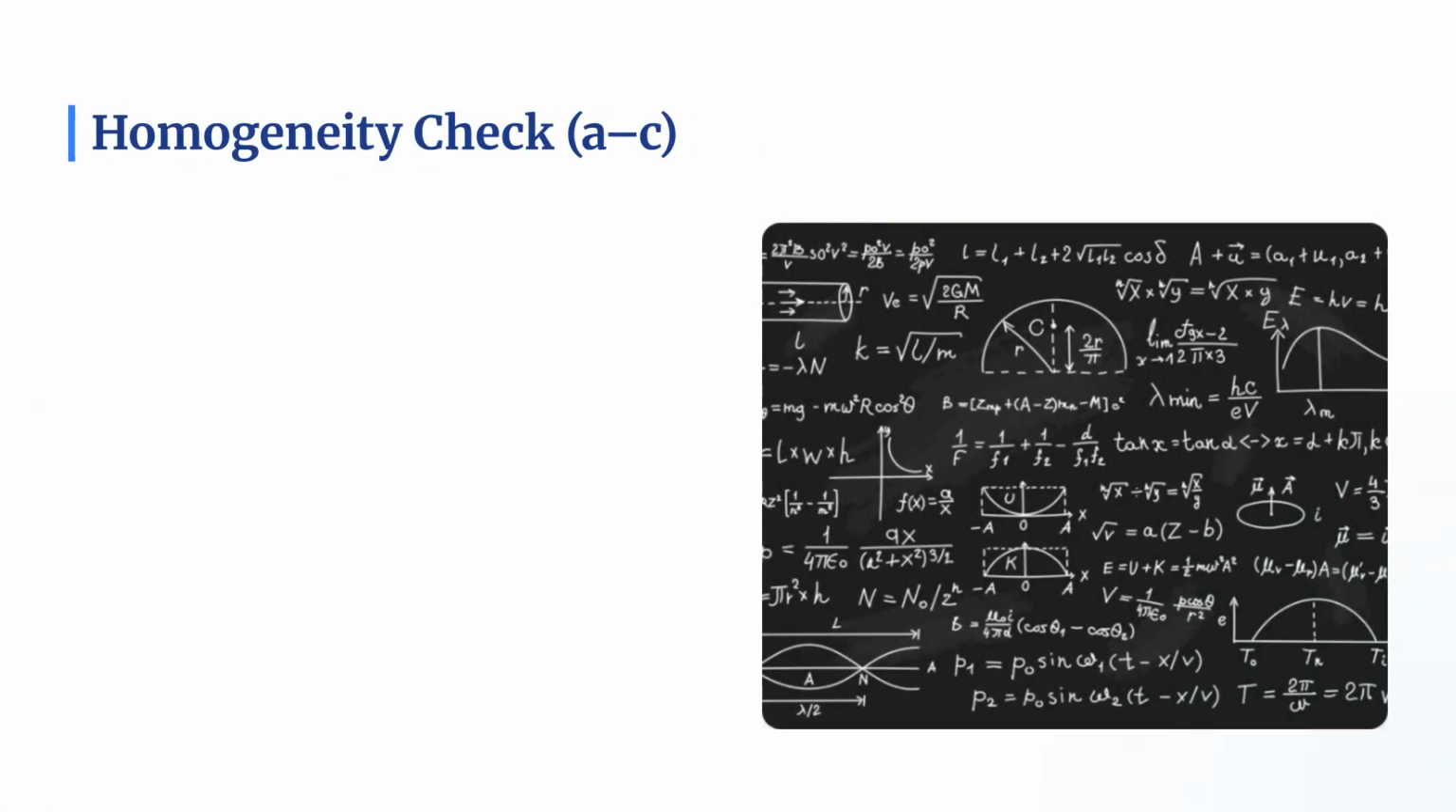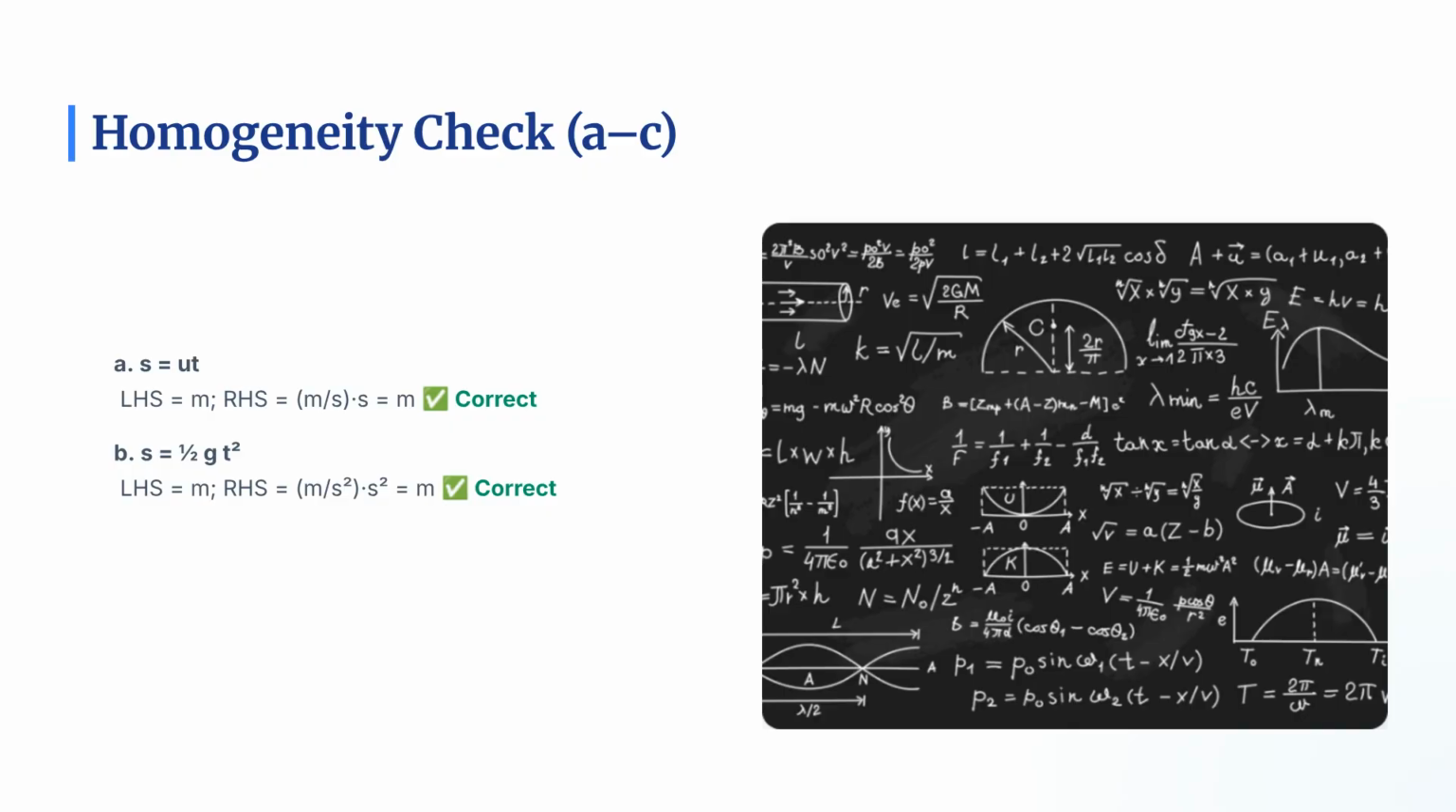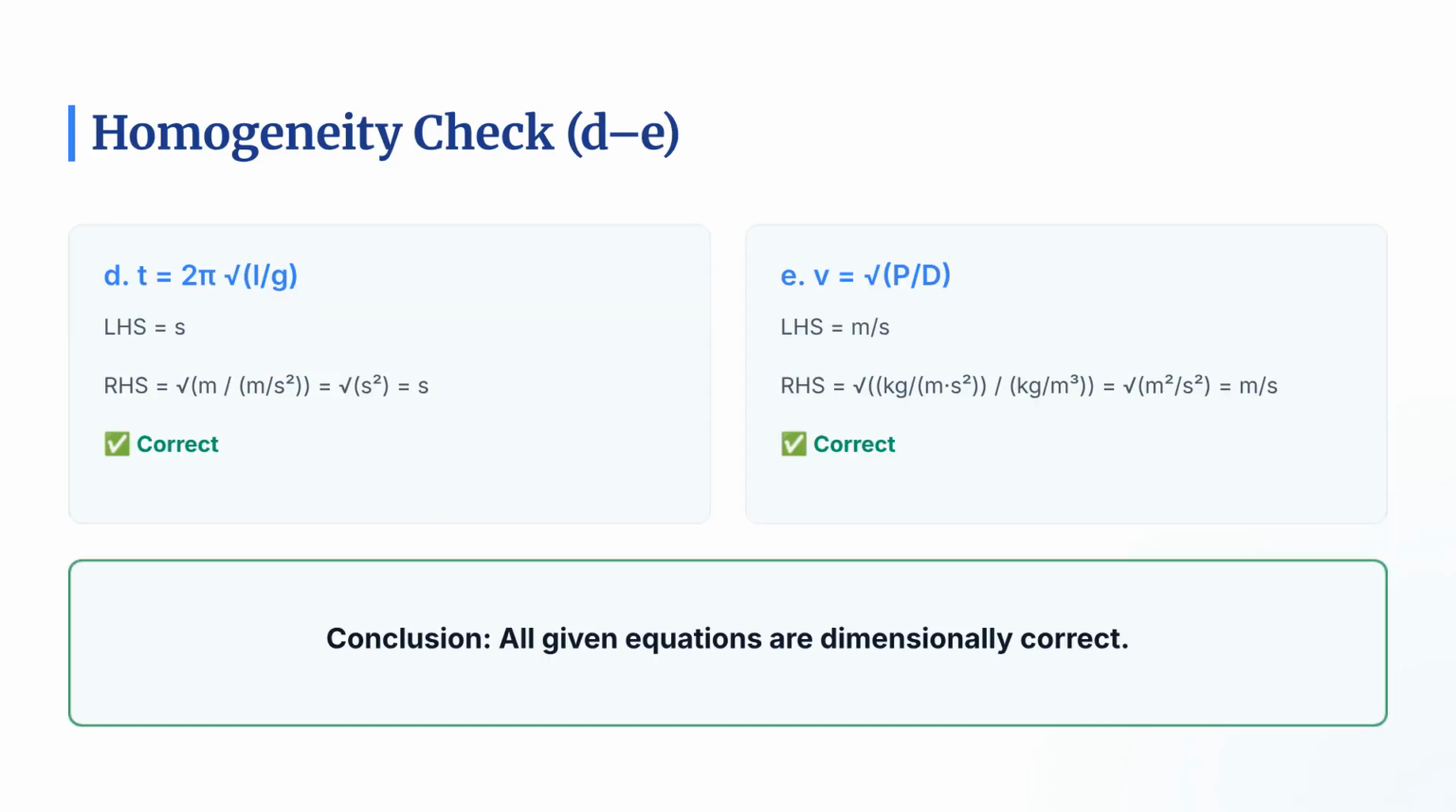Now, let's examine the homogeneity check for equations A through C. Each equation shows that the units on the left-hand side and right-hand side are consistent. For example, s equals ut, both sides equate to meters, and v squared equals u squared plus 2as, both sides are meters squared per second squared. Continuing the homogeneity check for equations D and E. For T equals 2 pi times the square root of L over g, both sides result in seconds. For v equals the square root of p over d, both sides result in meters per second. In conclusion, all given equations are dimensionally correct.